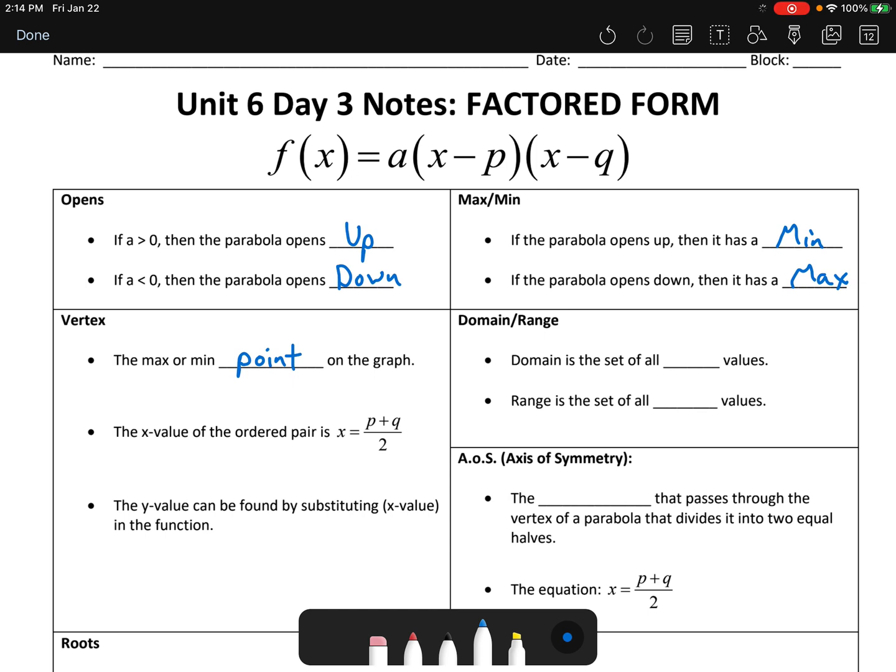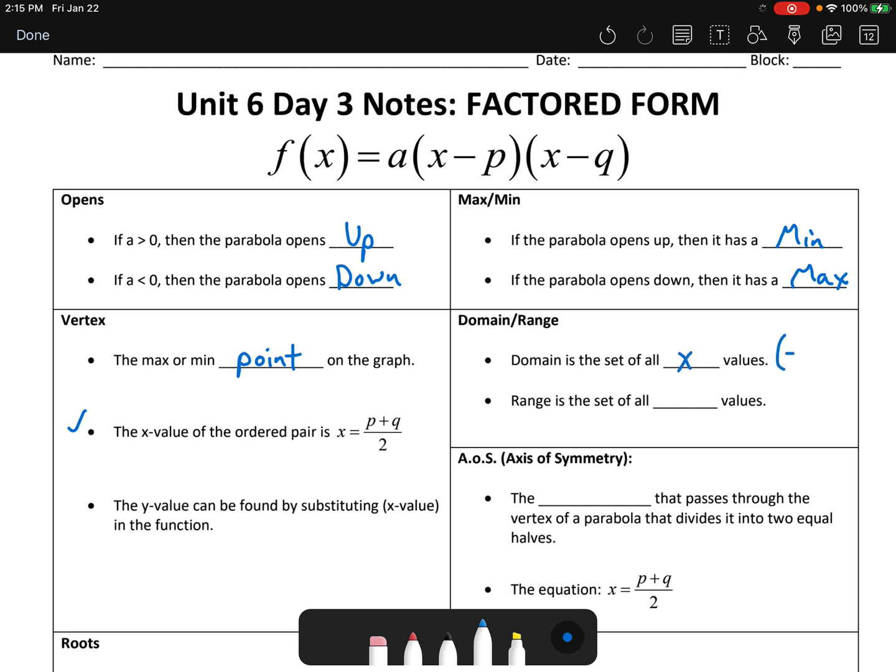The x value of the ordered pair is x equals p plus q divided by 2. Interesting. And the y value can be found by substituting the x into the equation. Now, I'm going to show you a different way that I think is much easier than using this format. But it's going to be up to you, to what you feel comfortable with.